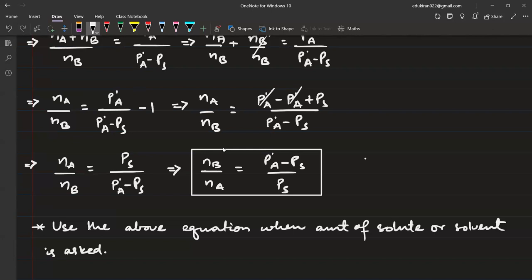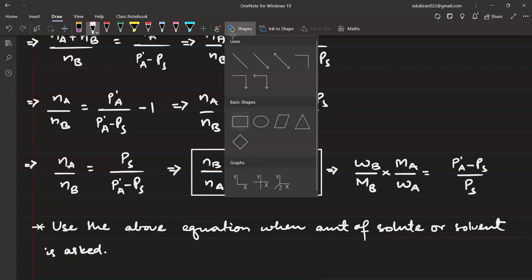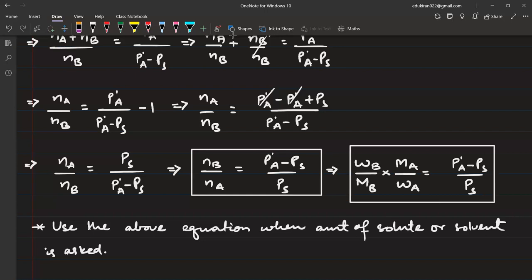Okay. By the way, you can further simplify this, or you can expand this here. Number of moles of solute will be equal to the given mass of solute divided by the molar mass of the solute, multiplied by NA, which will be the given mass of solvent divided by molar mass of solvent, that will go above, will become MA, molar mass of the solvent, which will be equal to P naught A minus PS divided by PS. So you can use this expression directly also if you have been given the masses of different items. Okay. Please write this down.